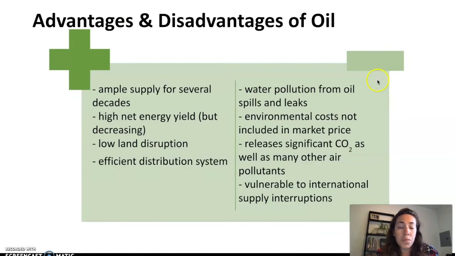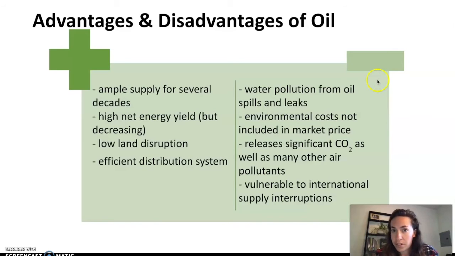So why would we want to keep using it? Well, we know we have some proven reserves that will last for decades. So it's there. It has a high energy yield. That's great. But the energy yield is decreasing as resources or reserves run out. We start to have to pump in different ways. Because it's a pump and drill system, there's a fairly low amount of land disruption at the surface. And we already have a really efficient distribution system that has been established throughout the 20th century.